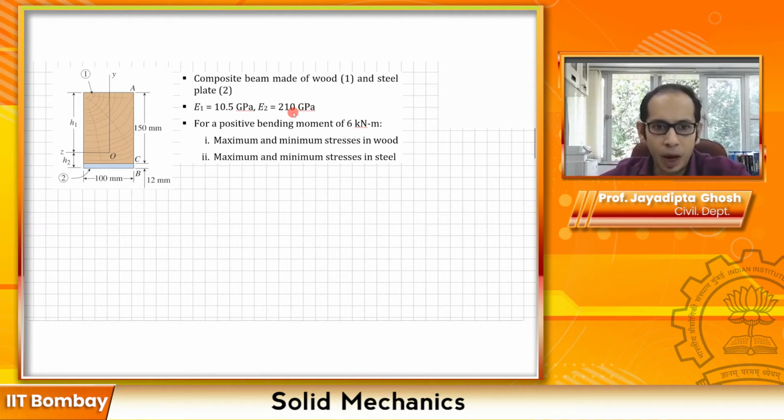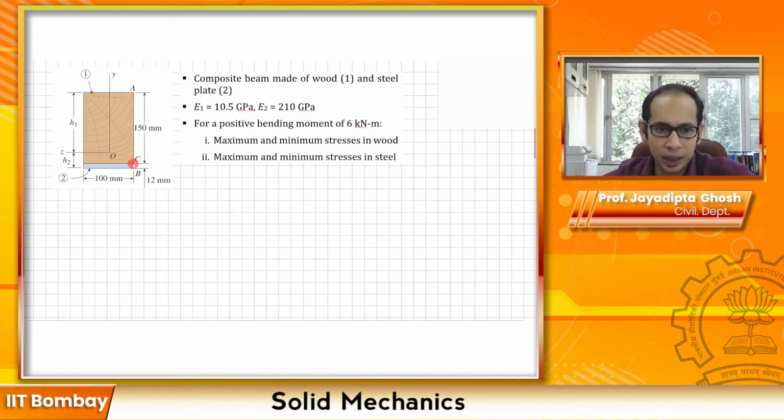And what the problem asks is, given that this beam is subjected to a 6 kilonewton meter bending moment, positive bending moment, so sagging, right? Now you have to have a bending moment to have stresses, otherwise you will not have stresses. So for a positive bending moment of 6 kilonewton meter, what are the maximum and minimum stresses in the wood? Roughly, we can tell the maximum and the minimum is compression. If it's sagging, the top part will be in compression, and this interface over here will be in tension, where we'll have the maximum stresses. And similar for the steel.